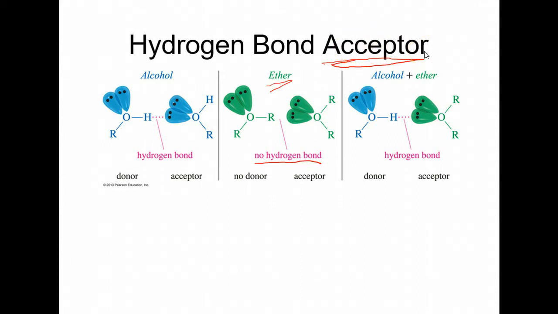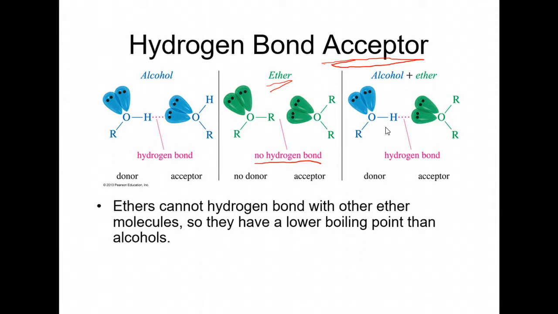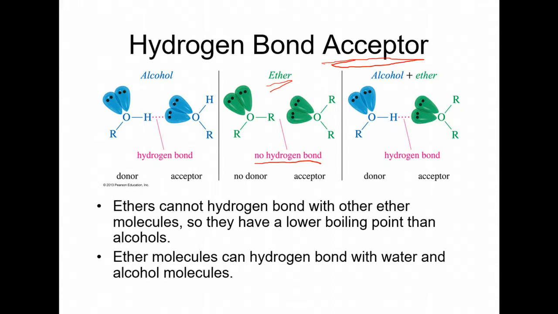It's not that ethers make hydrogen bonds. It accepts a hydrogen bond from a molecule that does form a hydrogen bond. All right, you have to have that hydrogen there in order to have the hydrogen bond. So ethers can't hydrogen bond with other ether molecules, so their boiling points are lower than alcohols. We talked about that. However, ether molecules can hydrogen bond with water or alcohol molecules, but not really with water since it's not that soluble.